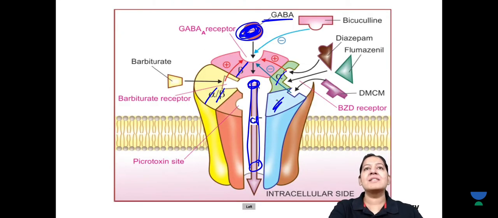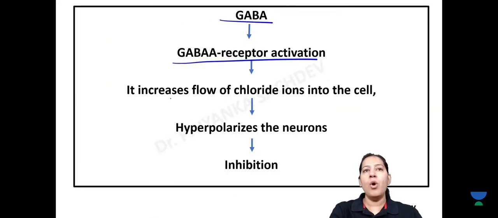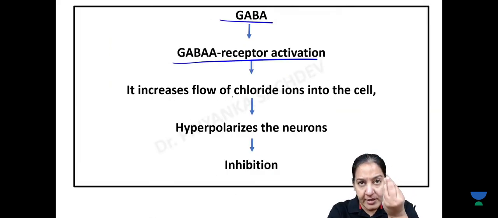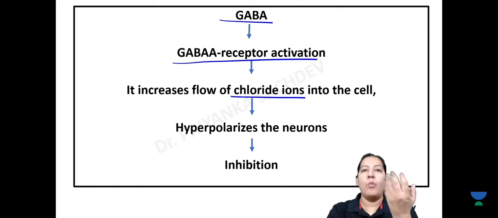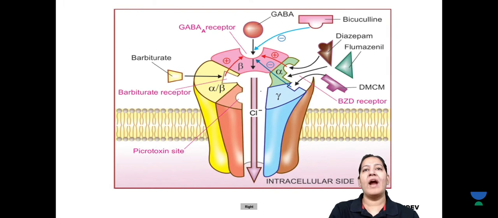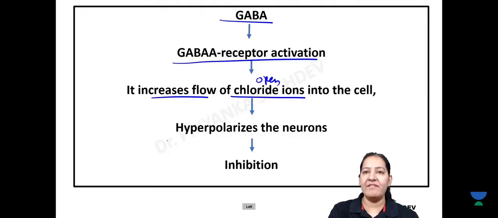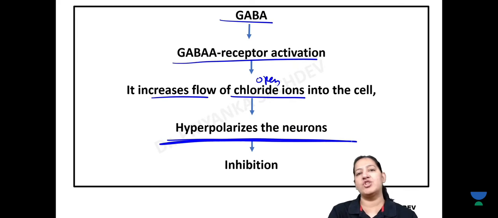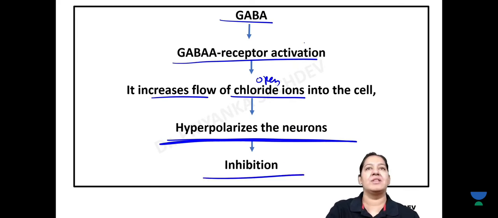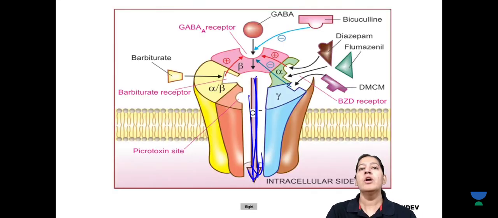When GABA comes and binds with its receptors, alpha, beta, and gamma, it opens the chloride channel. Once the chloride channel opens, it increases the flow of chloride. So more and more chloride will go inside. It causes hyperpolarization of the neuron. It is causing inhibition. That's why GABA is an inhibitory neurotransmitter. This is how the neuron got inhibited.